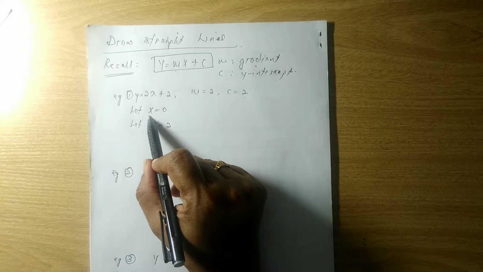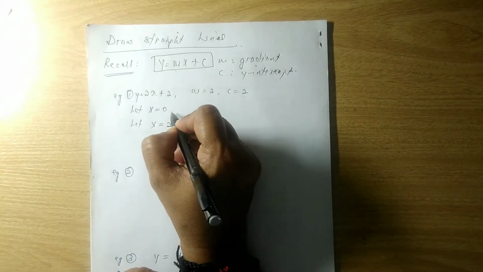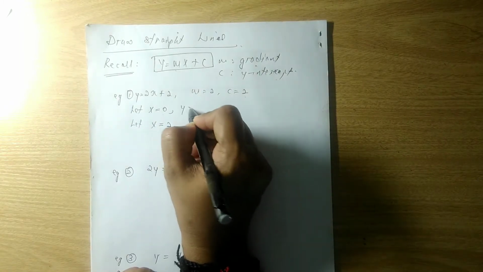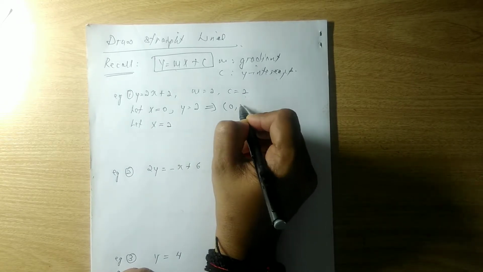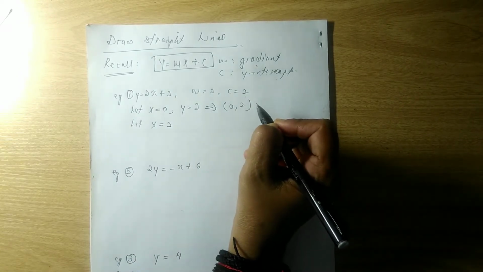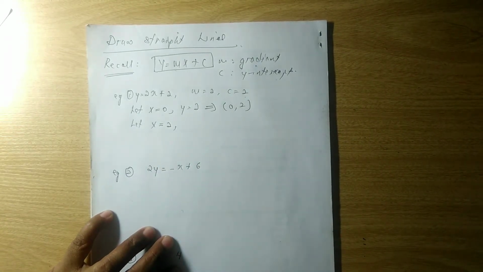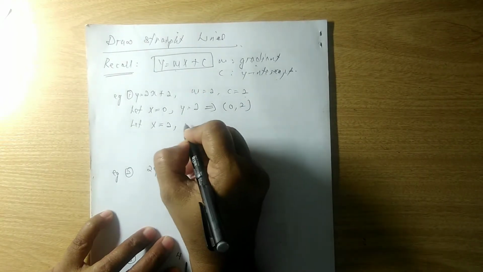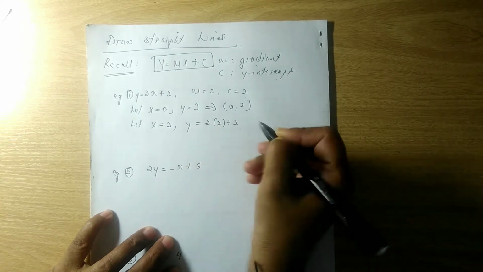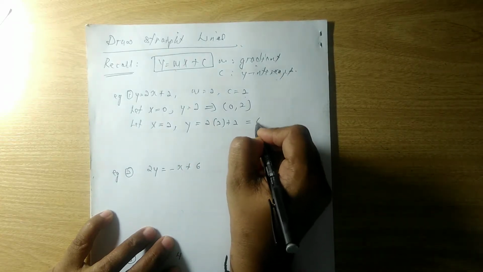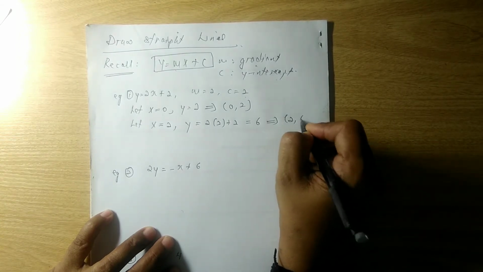Let's say we take x is 0. In this case we do not have to substitute because straight away when x is 0 we know my y value is 2. So this is the coordinate for my y-intercept. And when x is 2, this is 2 times 2 plus 2, so I'll actually get a 6. So my next coordinate is 2, 6.